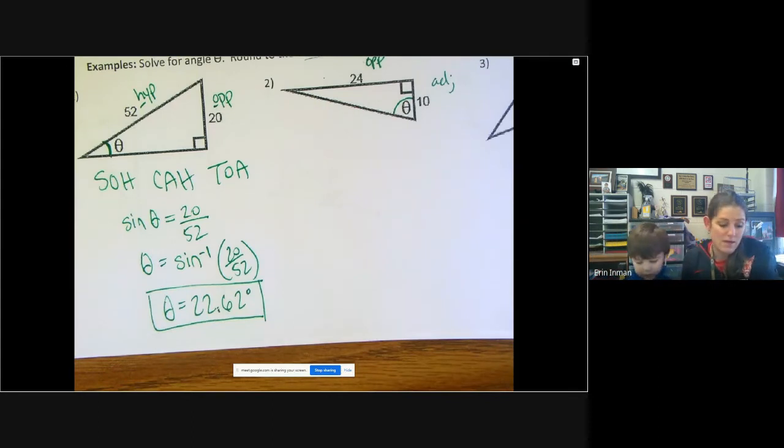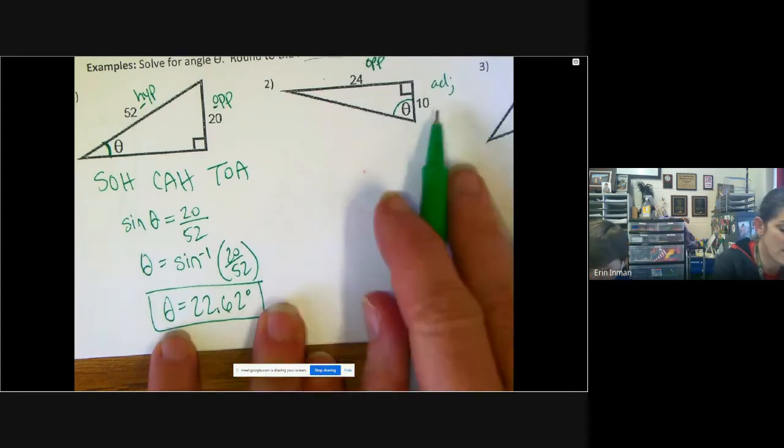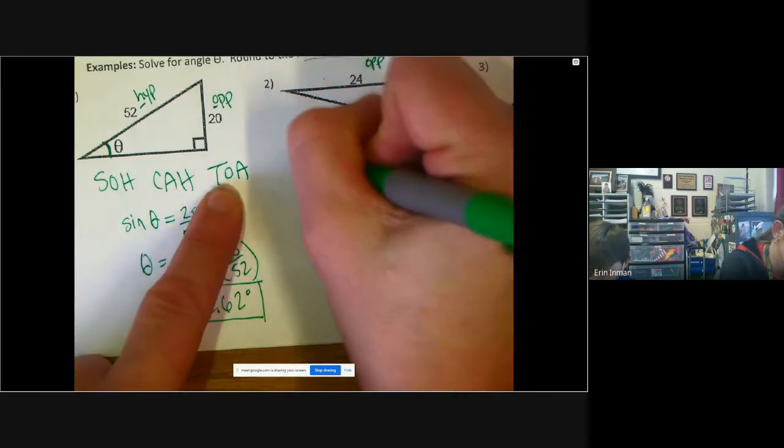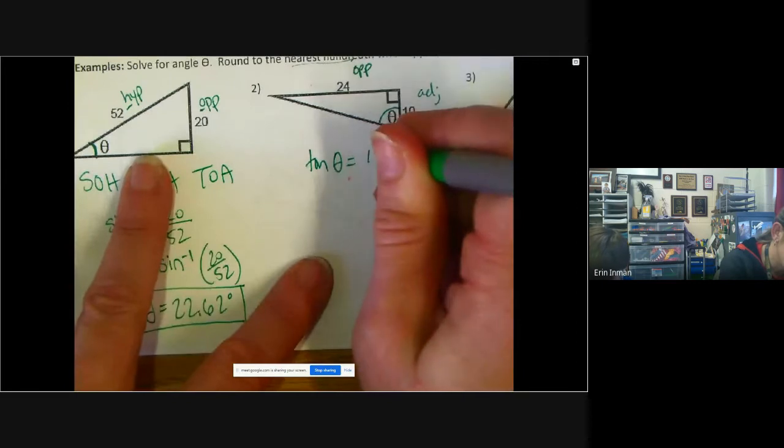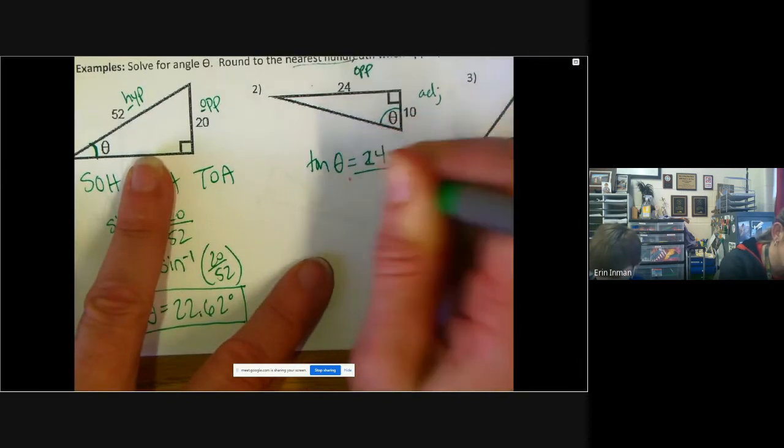Okay, that's O and A. That would be tangent. So tangent of our angle is opposite over adjacent. I almost wrote that wrong.